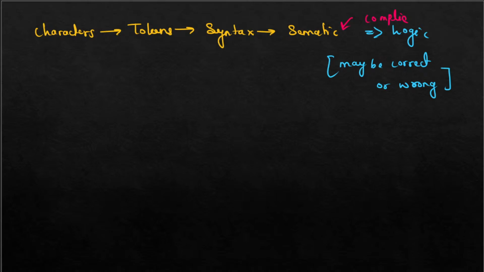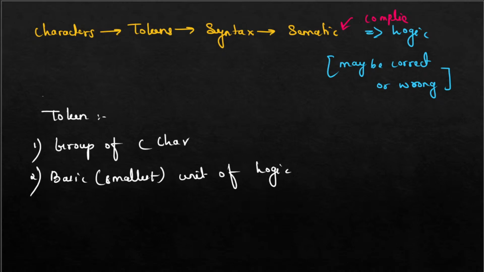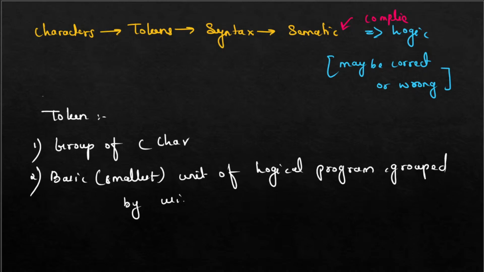Okay everyone. So what are tokens? Let's discuss that. Token means first is group of characters. Second is it is the basic smallest unit of a logical program, grouped by using longest prefix rule, which is minimal also we can say.